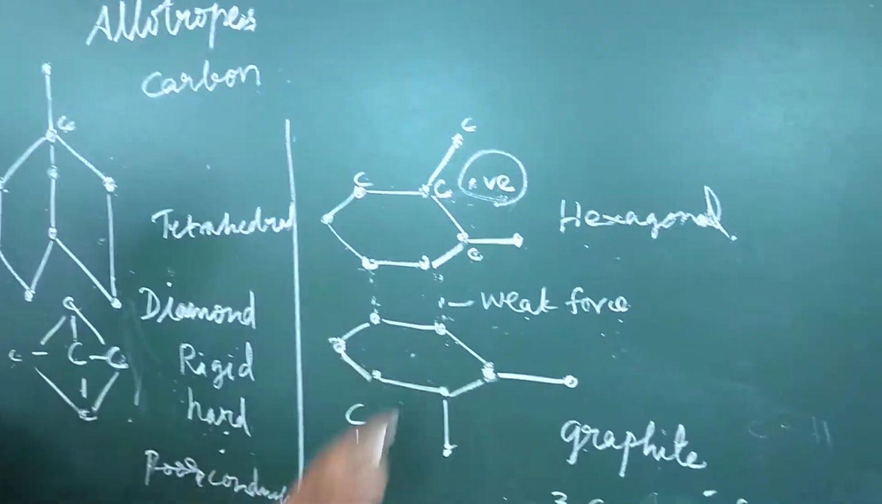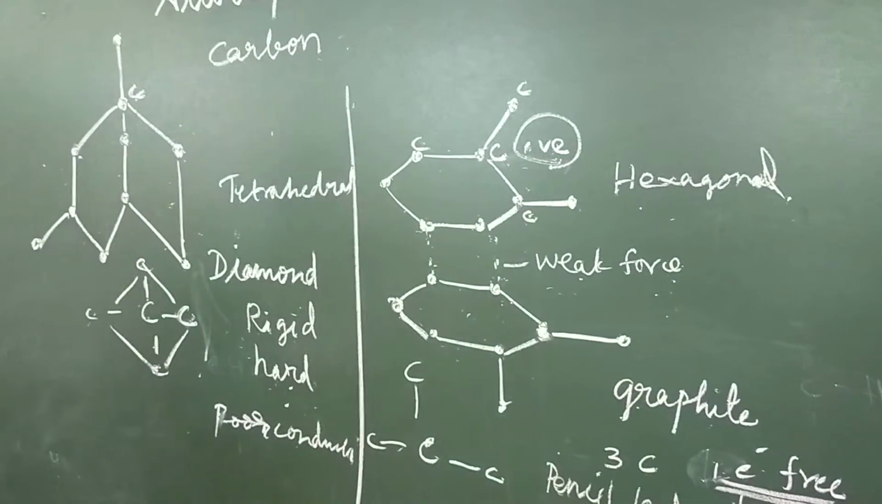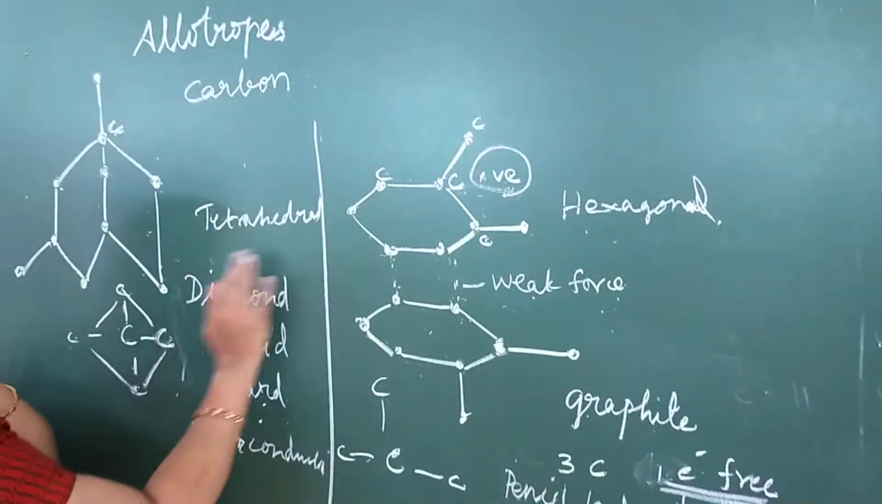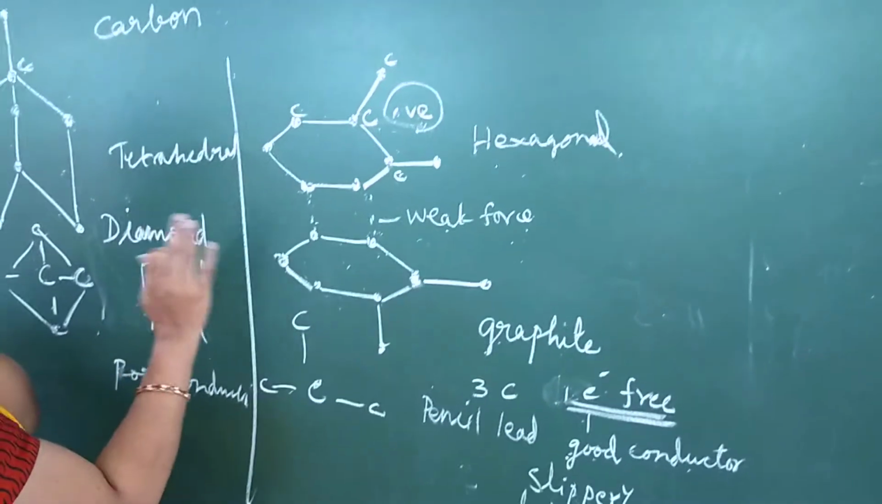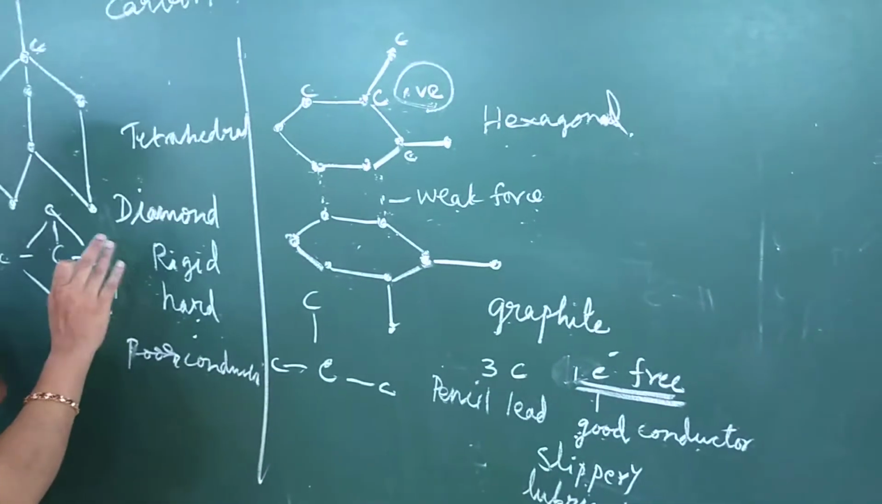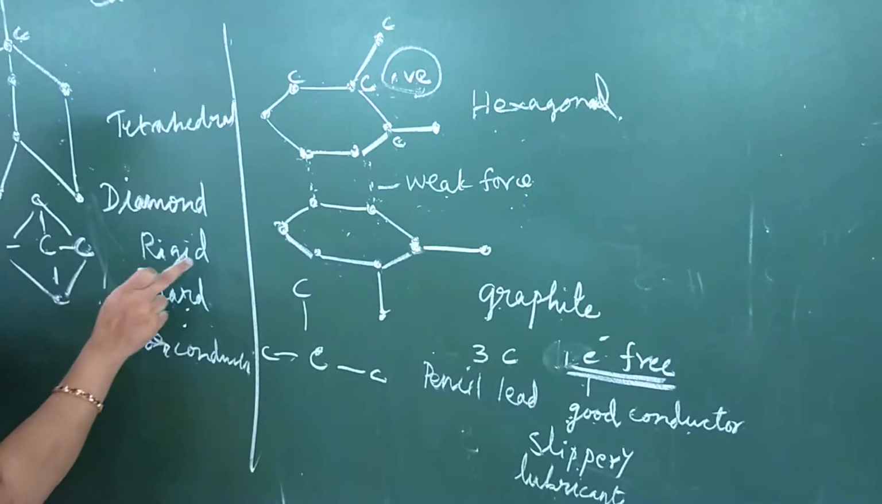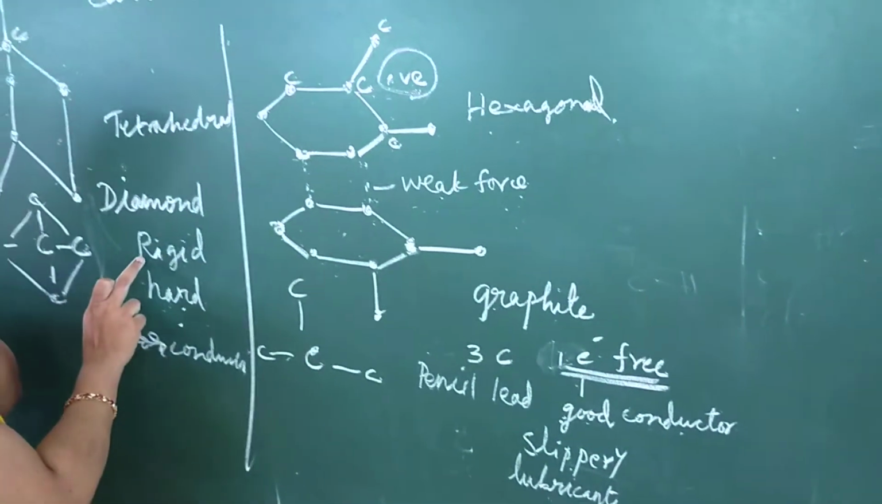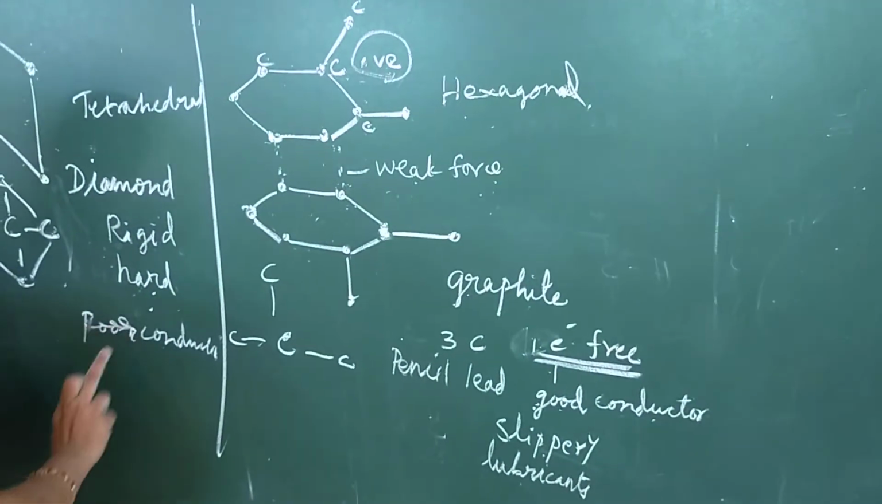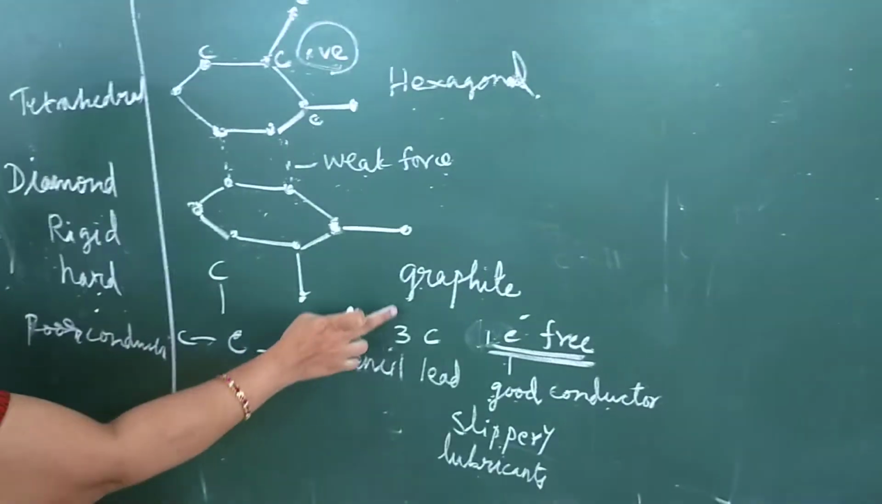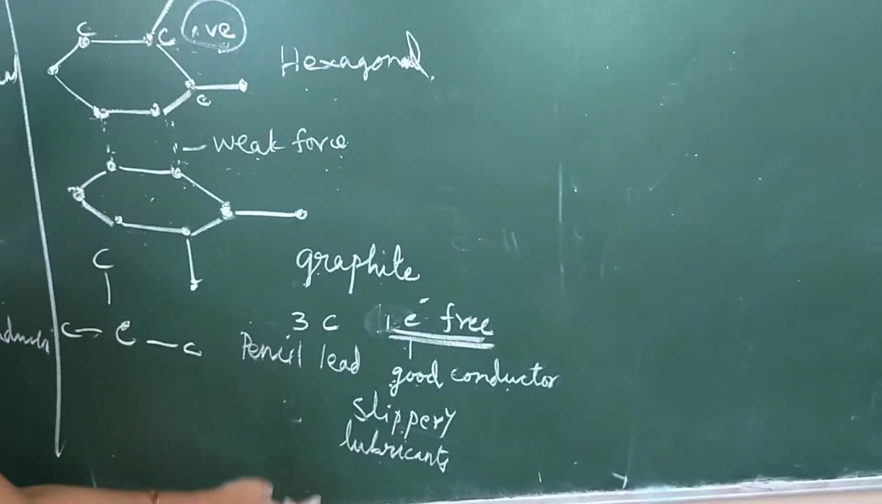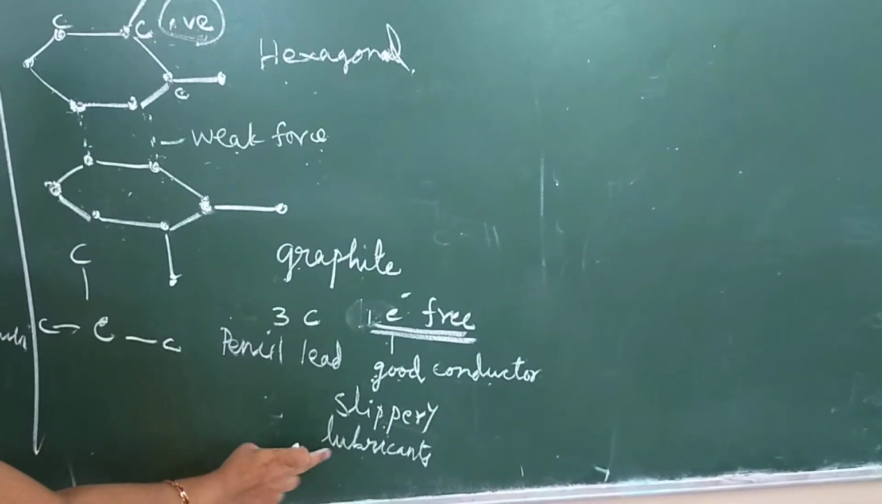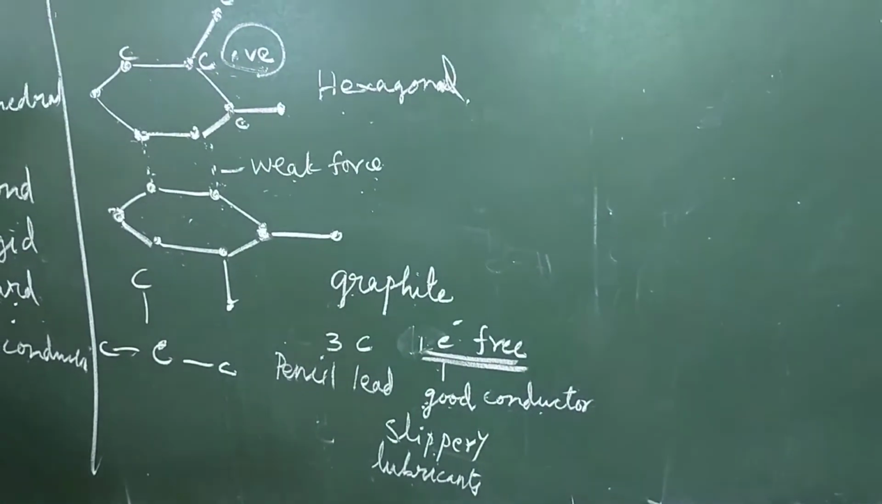These are the allotropes of carbon. Another allotrope is buckminsterfullerene. So you have to learn the difference between graphite and diamond and practice the structure for this. The questions to learn are why diamond is hard and rigid, why it is a poor conductor, why graphite is a good conductor of electricity, and why it is used as a lubricant and slippery.